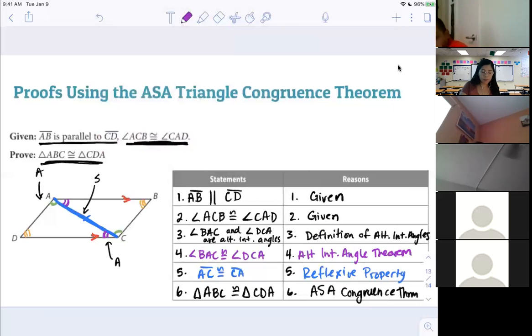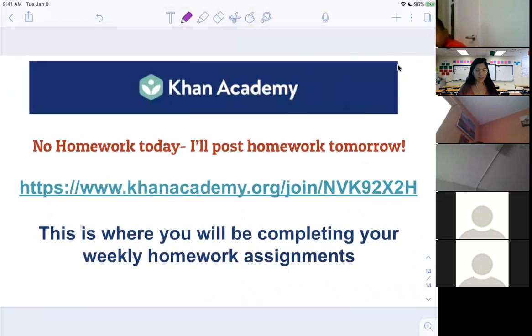So there's our proof. I know we kind of ran out of time at the end. We'll do many, many more of these to practice. Okay, but there's no homework today. There will be homework tomorrow that will be due on Thursday. So no homework tonight, but I'll give you homework tomorrow. You guys are all done.